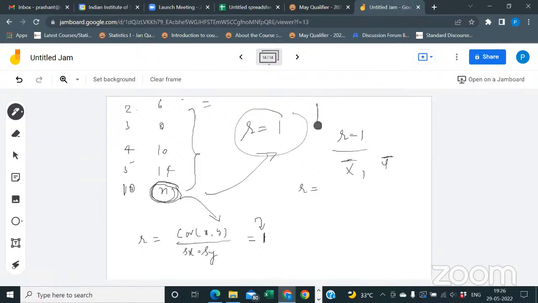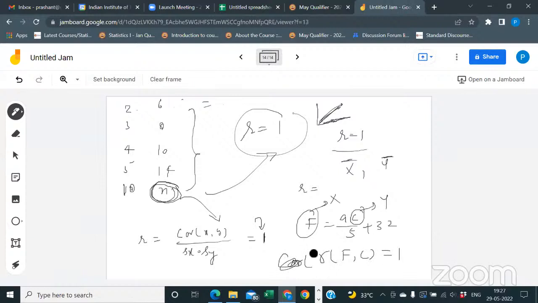Linear means it will be like this. If your equation of line is linear, there is a linear relationship. Suppose a linear relation like 4 and 9. Suppose f is your x and c is your y. Then if you calculate the correlation between f and c, it will always come to 1 because there is a linear relationship between these two. You can do the same by putting in the values and calculating the correlation.